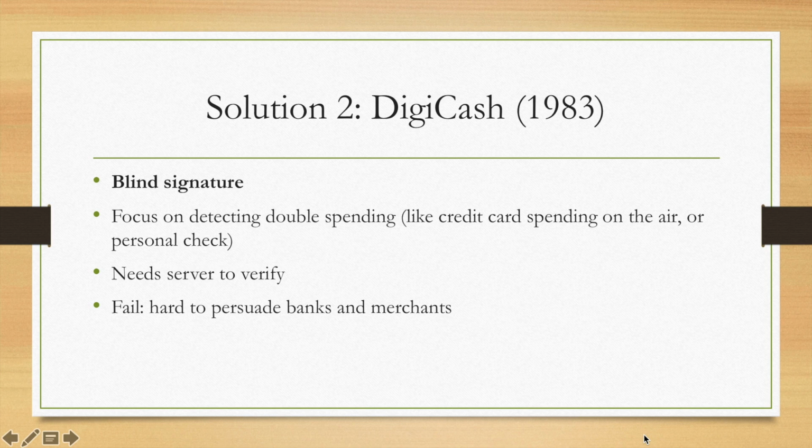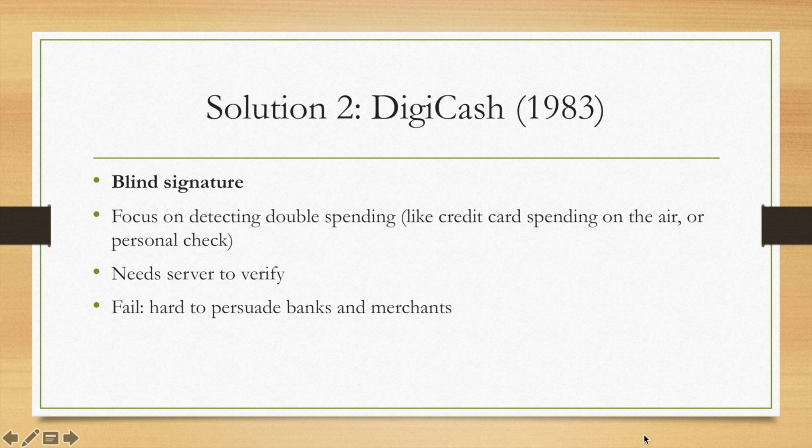The second solution is called DigiCash. This method was introduced in 1983. The core technology is called blind signature. This is a way to make sure that the cash is delivered by one person. This solution focuses on detecting double spending instead of preventing it.